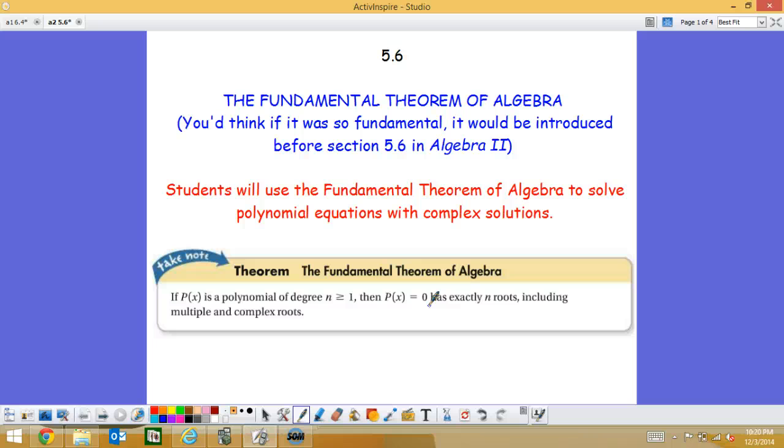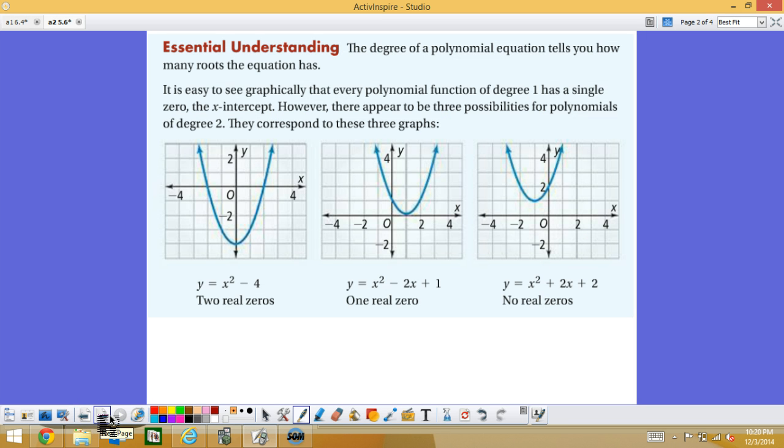Some of them might have multiplicity and some might be imaginary, but every polynomial equation of nth degree has n roots. And we saw that in the quadratics unit, where some of the quadratic functions had two real zeros, like this one. If we factored x squared minus 4, that factors to x plus 2, x minus 2, and so our zeros are negative 2 and 2.